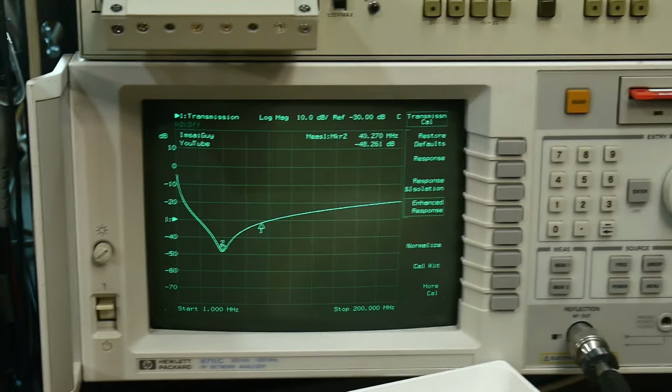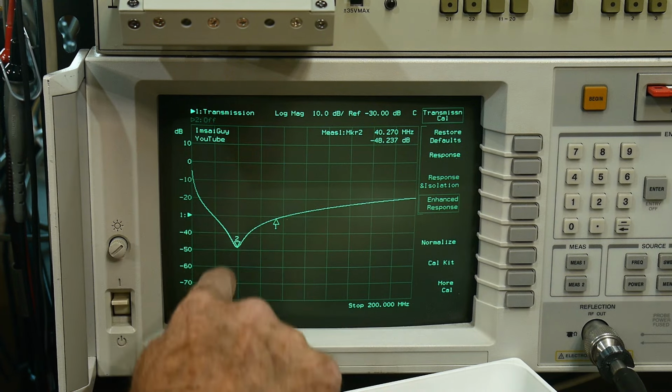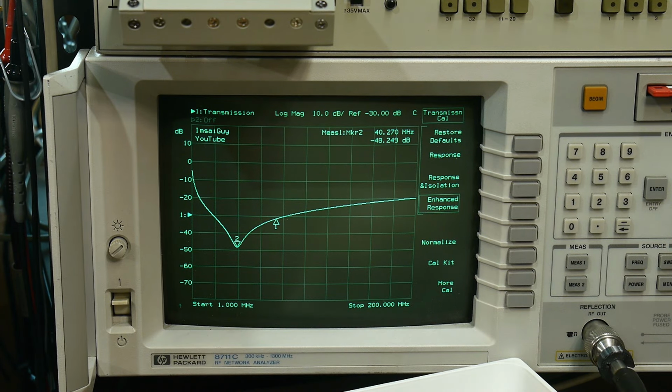And there we go. We're getting that curve. It's dipping down, then coming back up again. And it's dipping down right where I have marker 2. So marker 2 is dipping right at about 40 megahertz, all right? And then it comes back up again. So our capacitor is working great down at this frequency, and then it goes up again, all right?